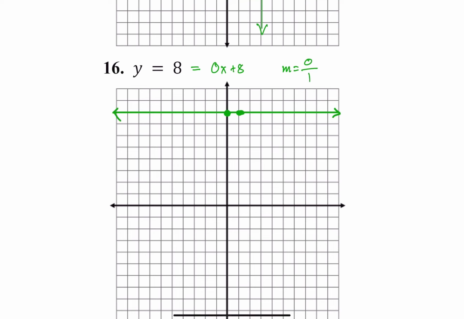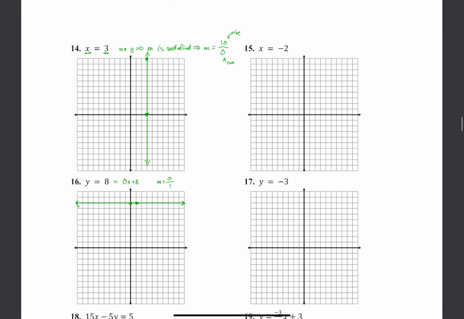If you look at this line, the y value, like I said earlier, a line is a visualization of every solution for the equation. So notice that y is always equal to 8 along that line. All right, any questions on 14 or 16?